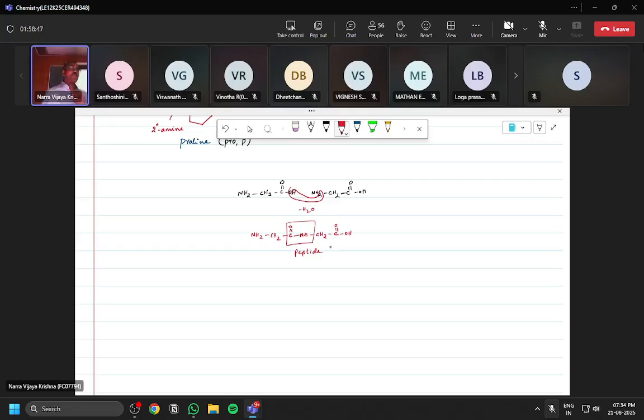Now, how many amino acids does a tetrapeptide have? A tetrapeptide has 4 amino acids, but how many peptide bonds? 3. Is it clear? Pentapeptide means 4 peptide bonds, 5 amino acids. No confusion now? Do you have any questions in it?